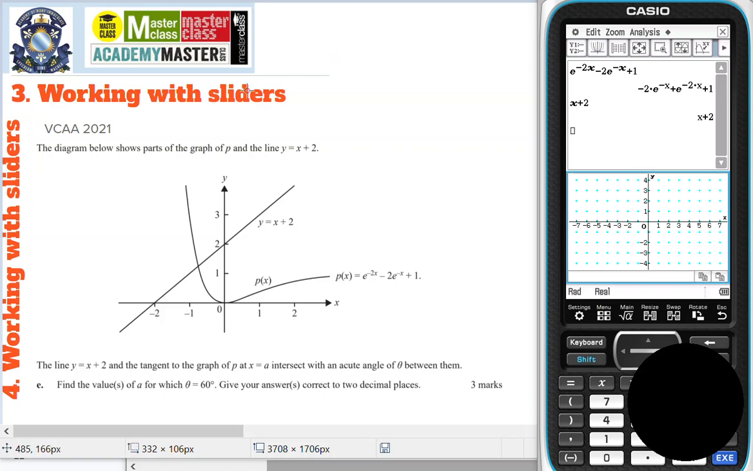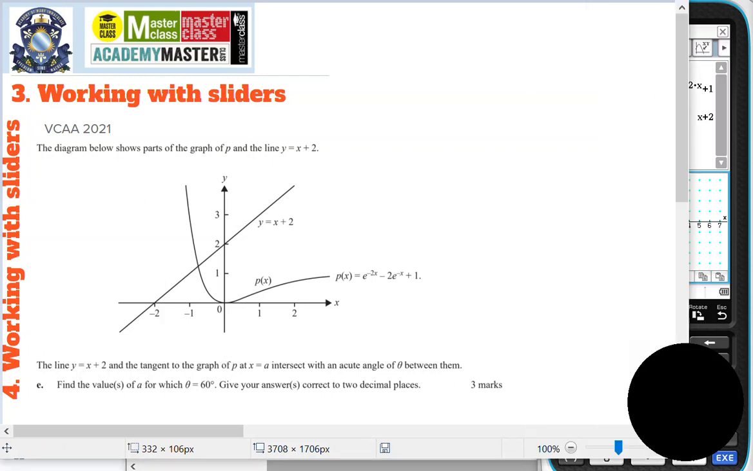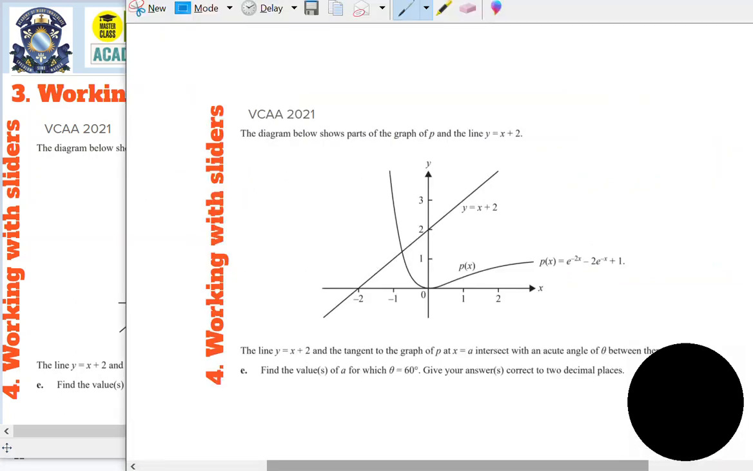Okay, this is slide number 3. It comes out of VCAR 2021. And this is an important question for you to play with because the actual solution involves some calculus, and we'll look at the solution at the end of the year. But a lot of students use sliders to get an understanding of what was going on in this question.